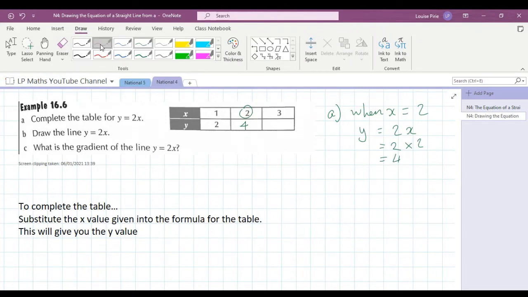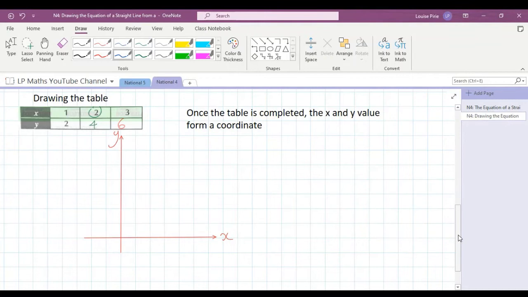The next thing I'm going to do is the same for when x equals 3. When x equals 3, y is equal to 2x, remembering that's a multiplying. So it's 2 multiplied by the x value, which is 3, and that is 6.